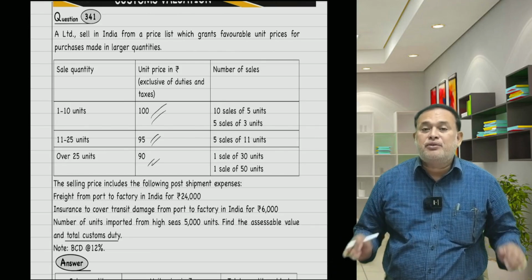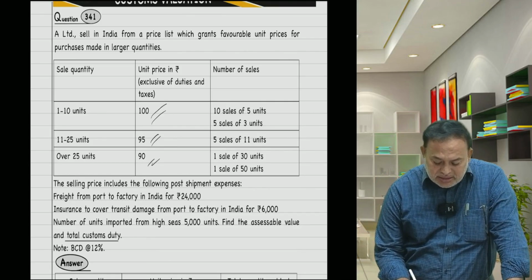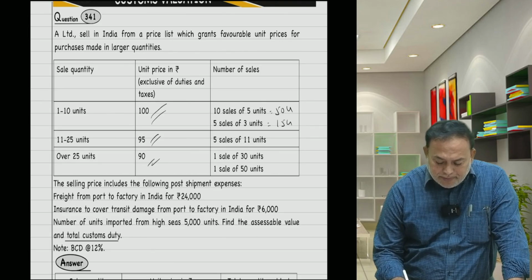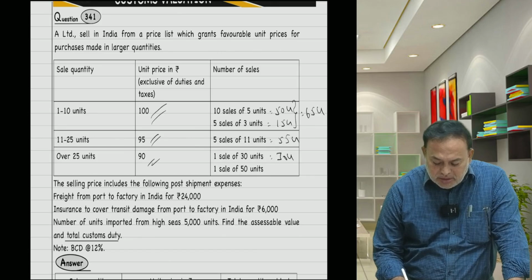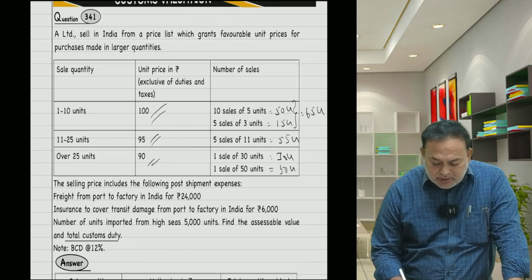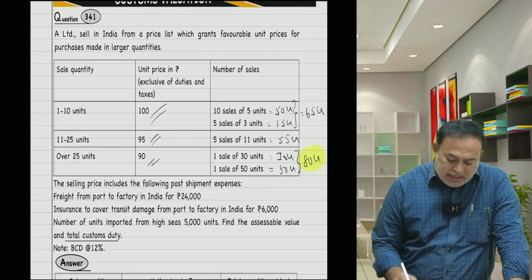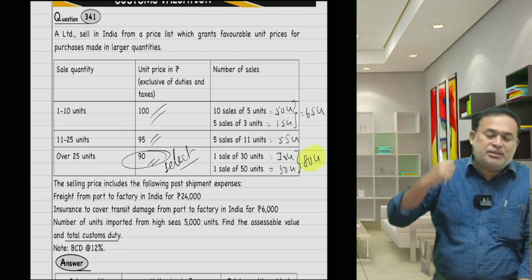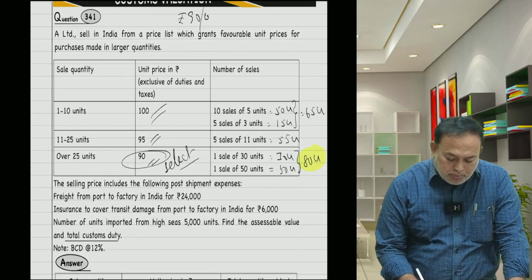Rule number 13 says, in case of rule number 7, to determine the selling price, first you have to arrive at the highest quantity. Here 10 sales into 5 units, 50 units. 5 sales of 3 units, 15 units. Together how much? 65 units. Thereafter 5 sales of 11 units, 55 units. Here 1 sale of 30 units, 30 units, plus 1 sale of 50 units, 50 units. If so, 80 units. So highest among that is what? 80 units. At what selling price? 90. Select it as the selling price. Select 90 rupees per unit.